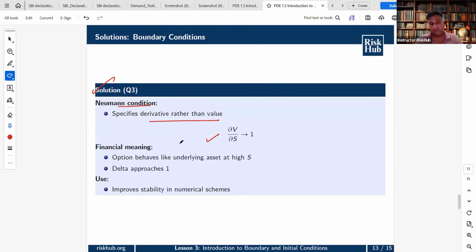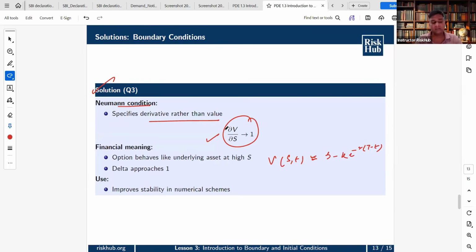Why does delta become 1? For the deep in the money call, right? Let's say V(S,T) is approximately S minus K exponential minus r(T minus t), right? So del V by del S is almost equal to 1. So the option moves almost 1 for 1 with the stock. Okay, stock moves by 1, deep in the money call approximately moves by 1. Stock moves by 10, deep in the money call approximately moves by 10. Stock moves by 100, deep in the money call approximately moves by 100. That is why delta tends to 1.